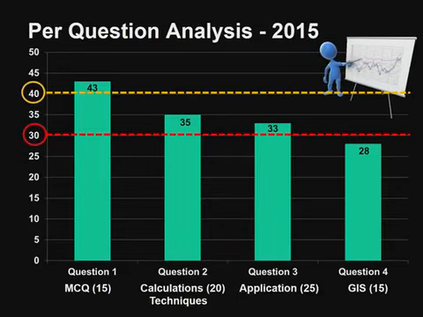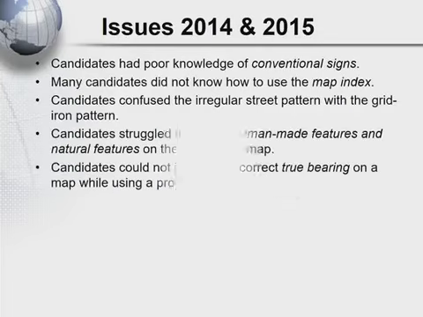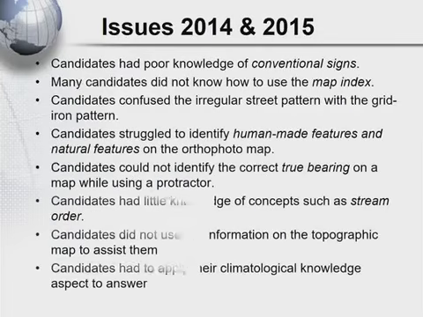So this is very, very important. Now, if we have a look at the issues of the 2014 and the 2015 question paper, I'm just putting on all of them. Remember, we looked at the 2014 and the 2015 question paper. And this is very important, because remember that we took 2 years of issues, and the following came up. Firstly, candidates had a poor knowledge of conventional signs.